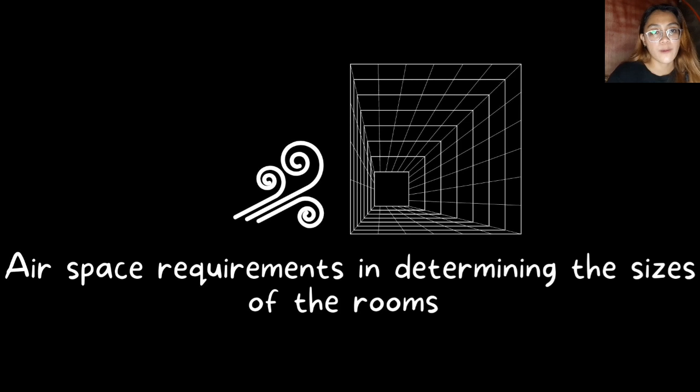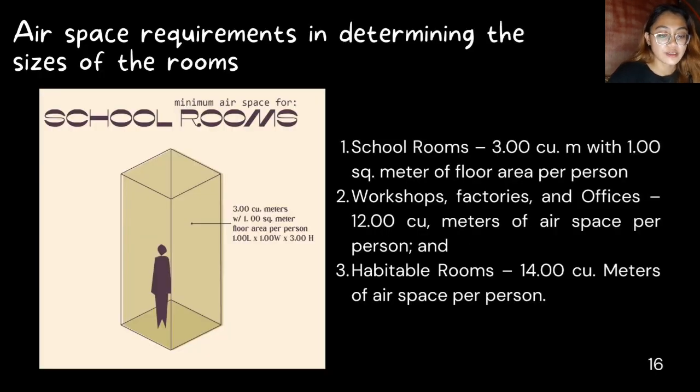And let's now discuss the airspace requirements in determining the sizes of the rooms. Under it, the minimum airspace shall be provided as follows. The first one is the school room. In the school room, it should have 300 cubic meters with 1 square meter of floor area per person. This picture is an example of the size to have an airspace in a school room.